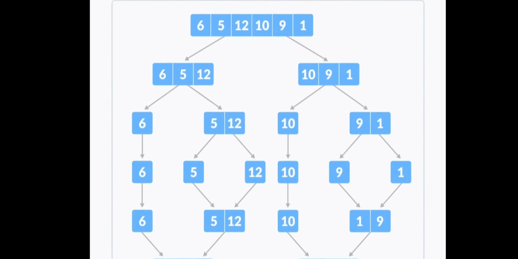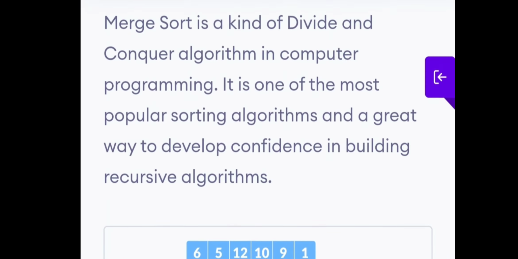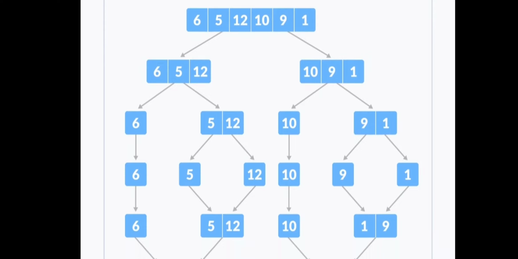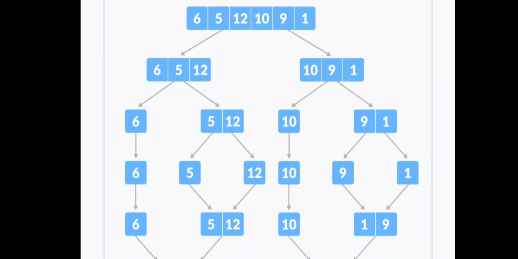This is another example of merge sort. See, here we have the values 6, 5, 12, 10, 9, 1. So we can divide this array into two sub arrays, 6, 5, 12 and 10, 9, 1. Again you can divide these three elements into two sub arrays, 6 and 5, 12, and 10 and 9, 1. Again 6 the same, 5, 12, 10, 9, 1.